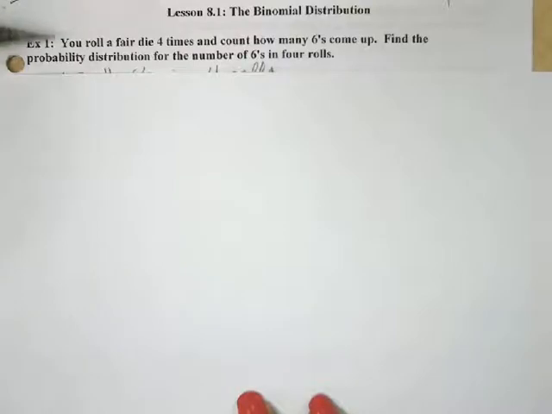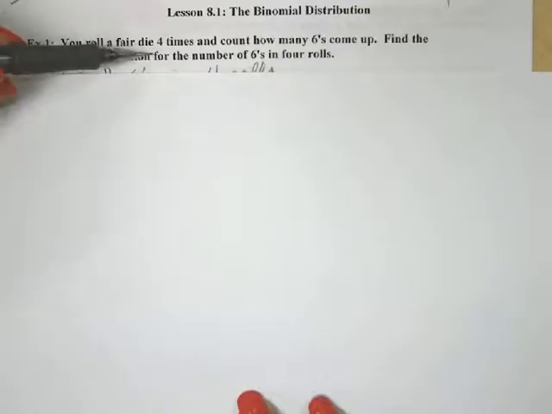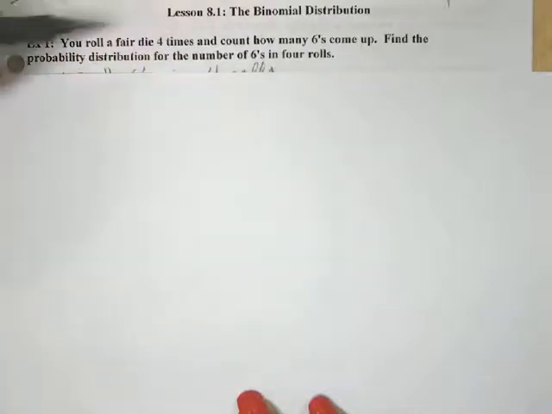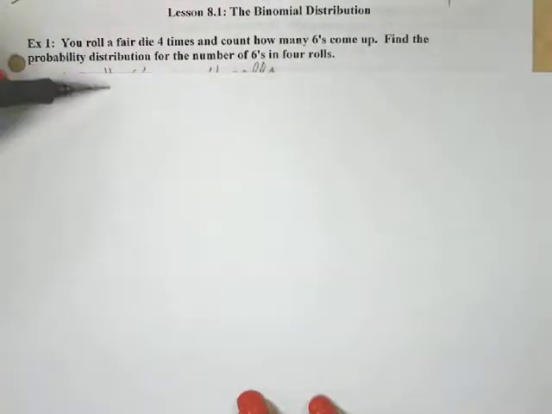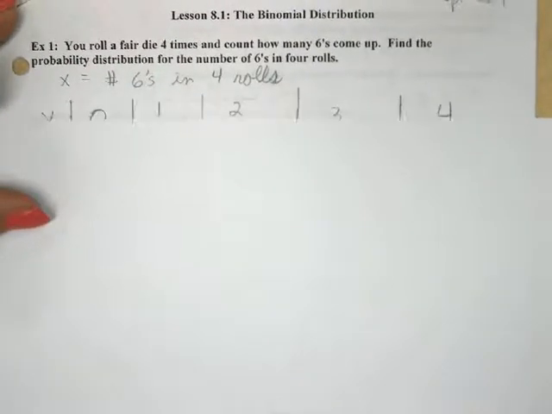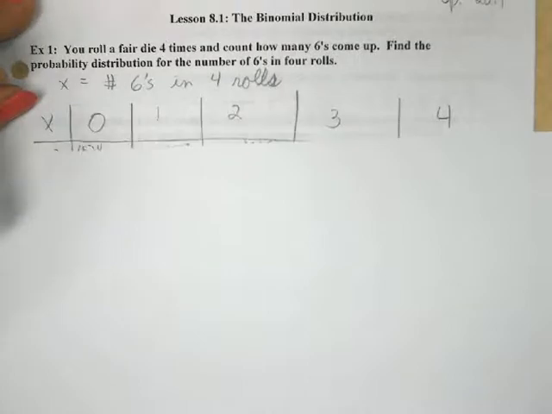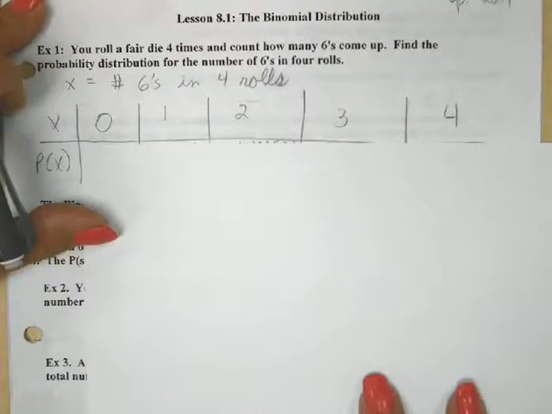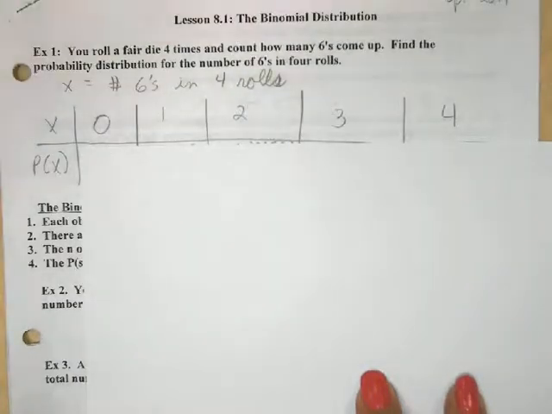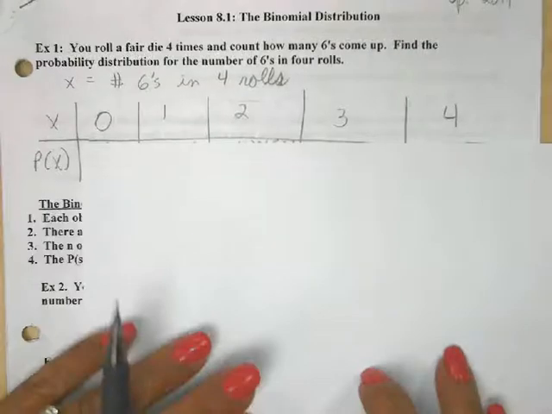So you roll a die 4 times, and you count the number of sixes that come up. And you want to find the probability for a certain number of sixes in 4 rolls. So you roll a die 4 times, and you're interested in sixes. And we want the probability distribution for the number of sixes that will come up in 4 rolls. So we know that our probability distribution is going to look something like this. That we know we can get no sixes, 1 six, 2 sixes, 3 sixes, and 4 sixes, etc. And remember what we do for this.